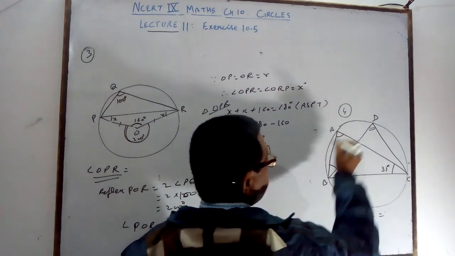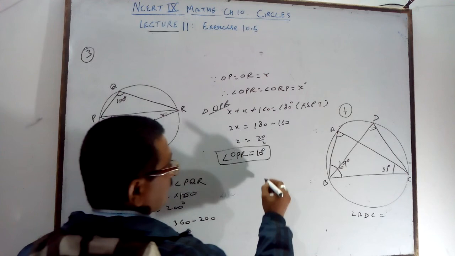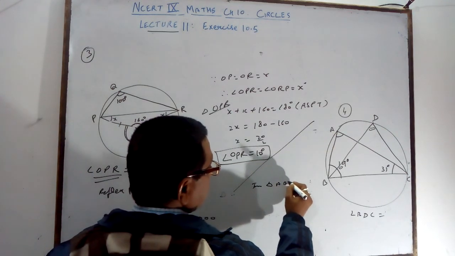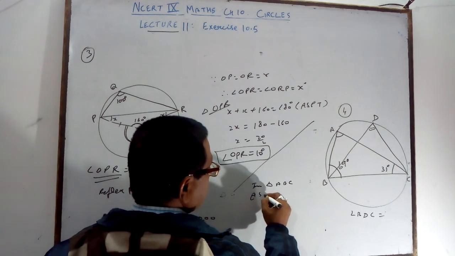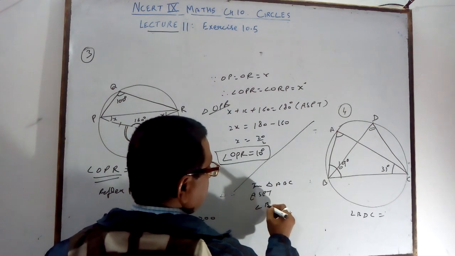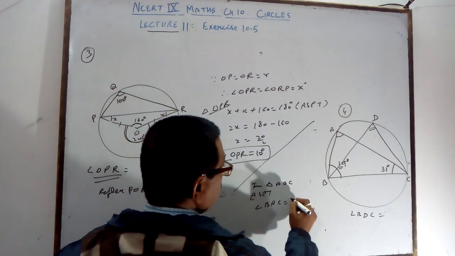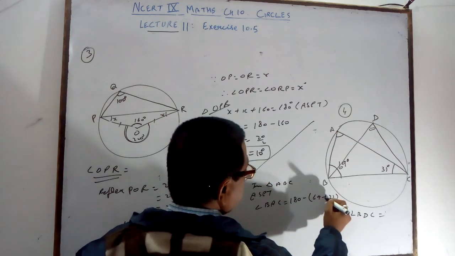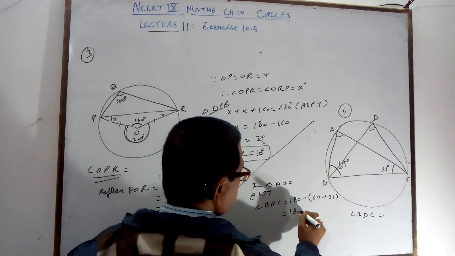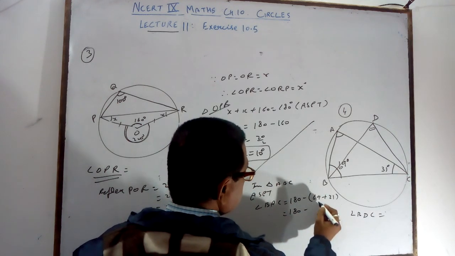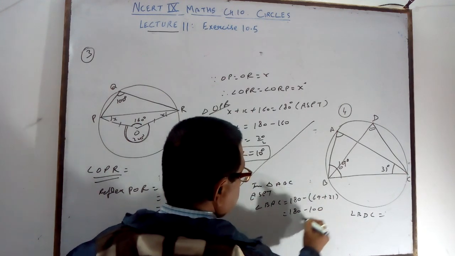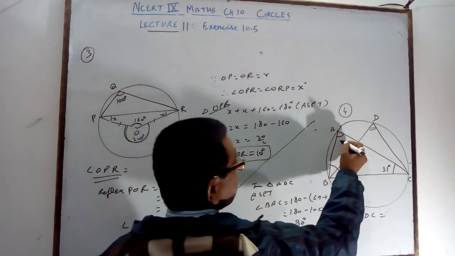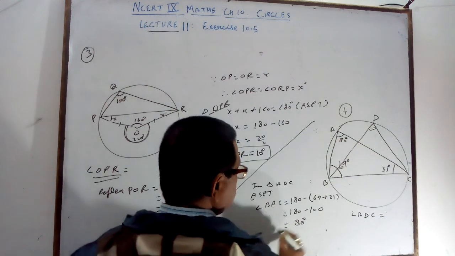First you find angle BAC. In triangle ABC, by angle sum property, angle BAC is equal to 180 minus (69 plus 31). So what will you get? 180 minus 100, then 80 degrees. Angle BAC you are getting is 80 degrees by calculation.